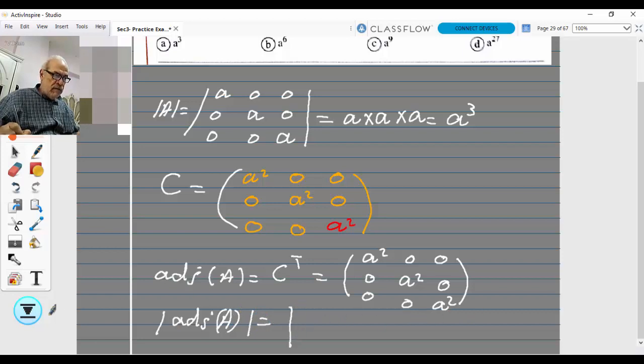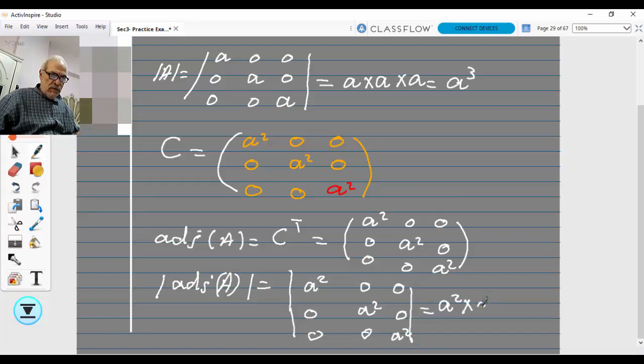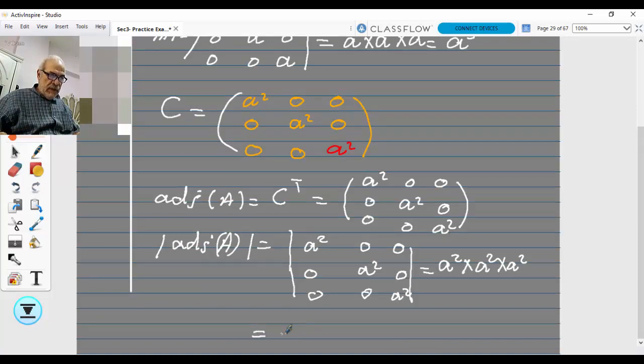Equals here we have A square 0 0, 0 A square 0, 0 0 A square, which equals A square multiply A square multiply A square, because this determinant is in the triangular form, which equals A power 6. 2 plus 2 plus 2 equals 6.